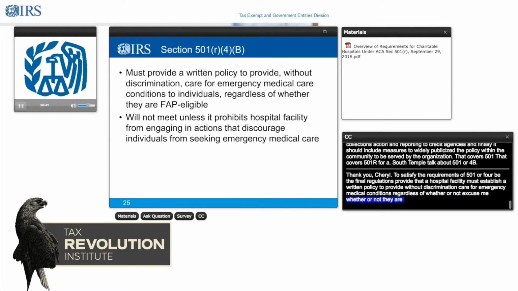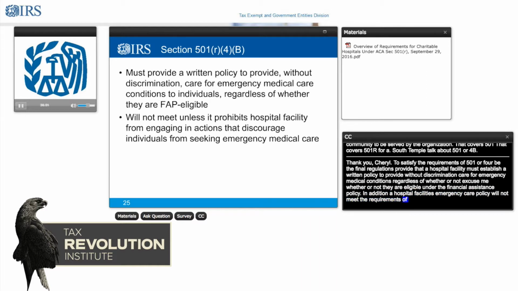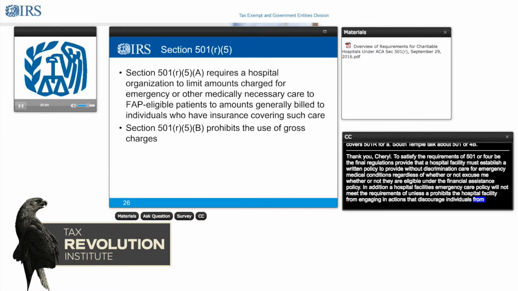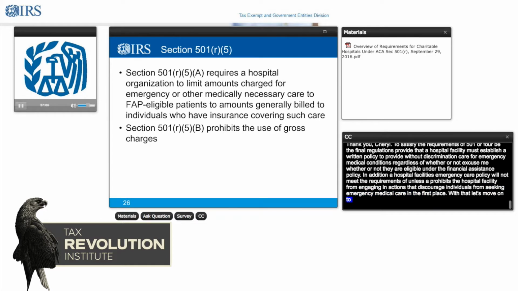In addition, the final regulations provide that a hospital facility's emergency care policy will not meet the requirements of Section 501(r)(4)(B) unless it prohibits the hospital facility from engaging in actions that discourage individuals from seeking emergency medical care in the first place. So with that, let's move on to Section 501(r)(5). Cheryl?